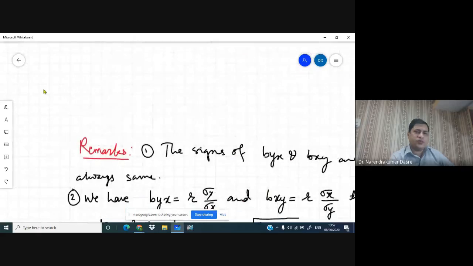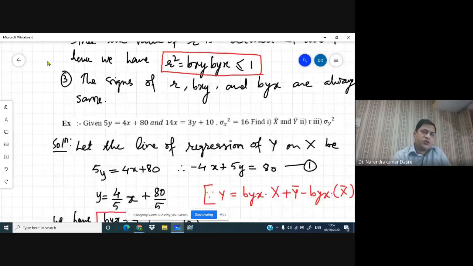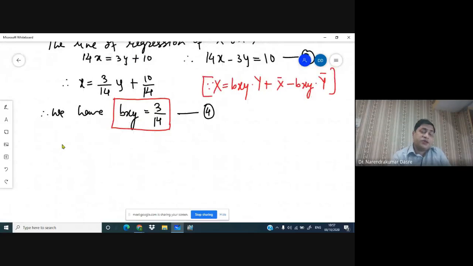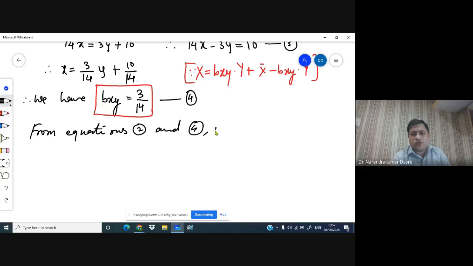Moreover, you can see byx is positive and bxy is also positive. So you can see our first remark: the signs of byx and bxy are going to be the same. This is also positive, this is also positive. And hence, by the second remark, R will also be positive. So from equations 2 and 4, we have R is equal to square root of bxy into byx.